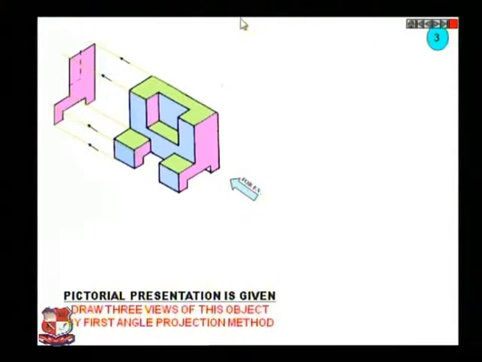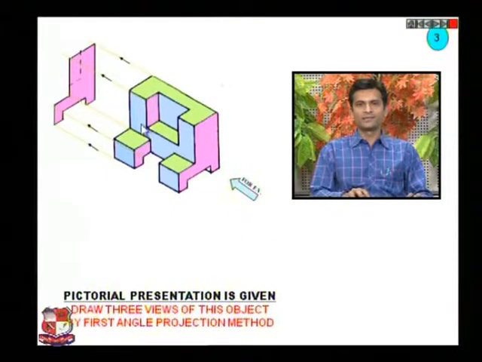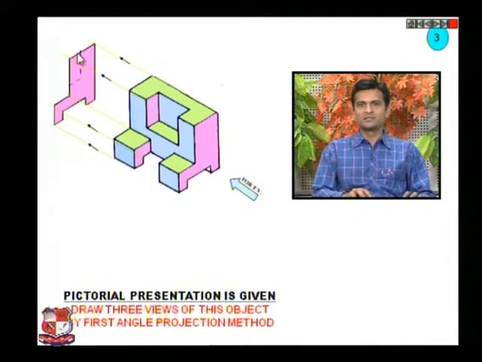Now think about this corner which is behind this plane. So these corners will not be visible in front view. So this vertical edge and this horizontal edge both are represented by the dotted line in this case. So this vertical dotted line and this horizontal dotted line. So this is the front view of this object.